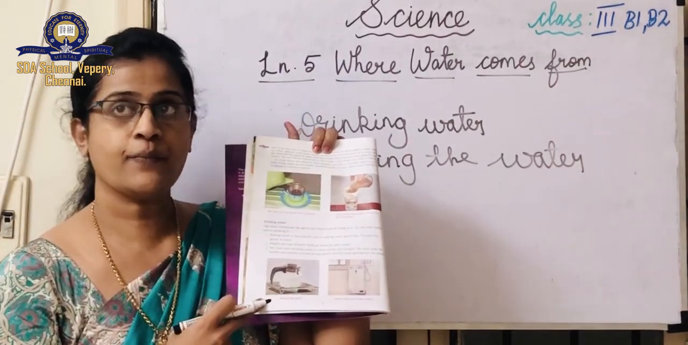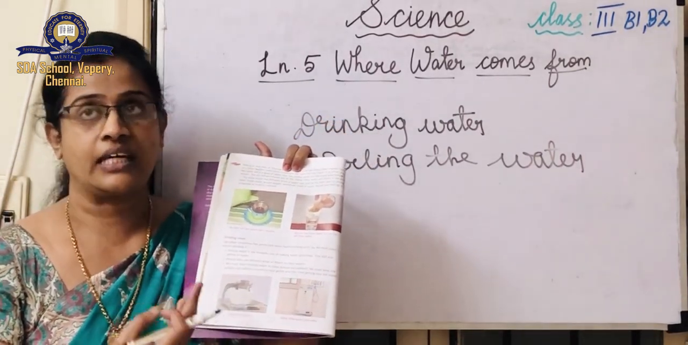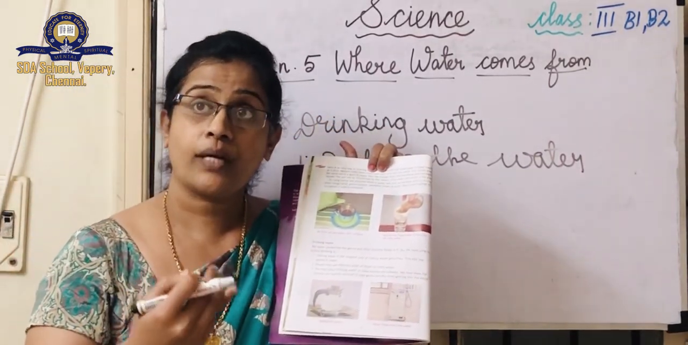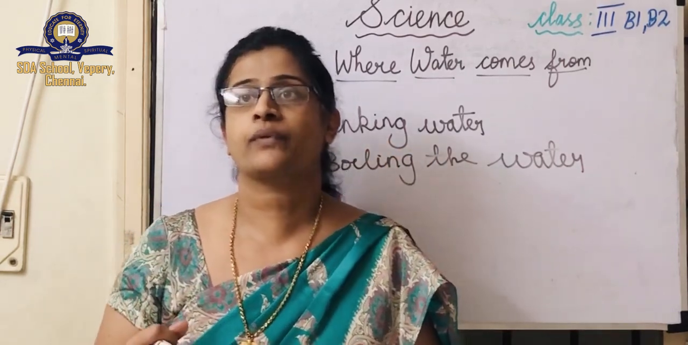First, boiling water kills germs. When we boil the water, it kills the germs. Second one, using filters, you can clean the water.